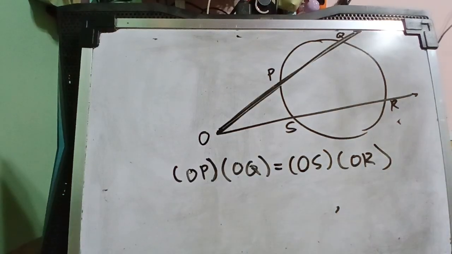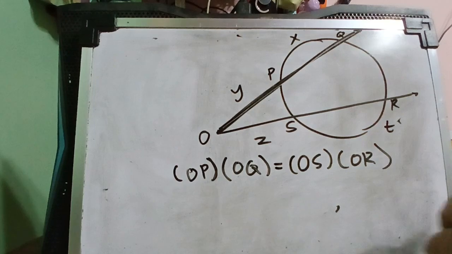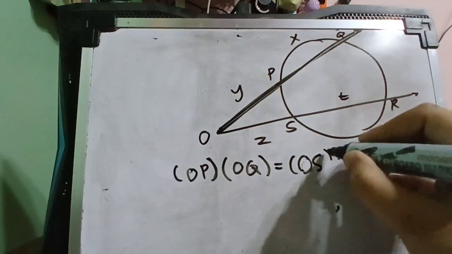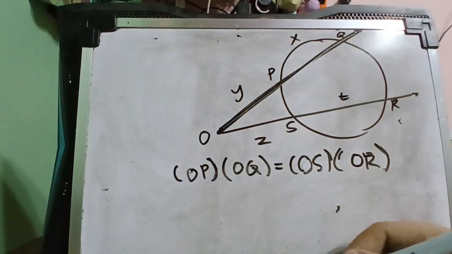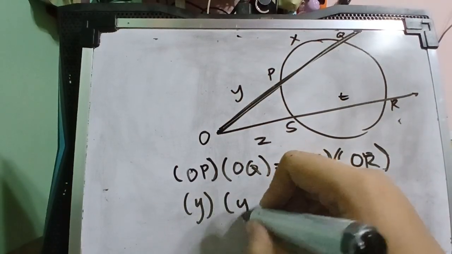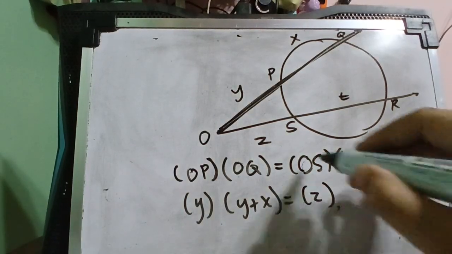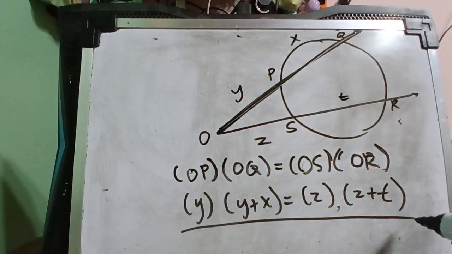Okay, so basically, para makuha natin yung whole secant, let's say the values ay y, x, z, tapos t between them. Okay? Ay, OQ. Okay. So, OP will be y. And then, OQ naman, para mahanap natin, it's y plus x kasi buong secant yan. And then, yung OS natin, it's z. And then, yung OR natin, it's z plus t. Okay, so ganyan yan. Okay, doon tayo sa mga problem solving natin.